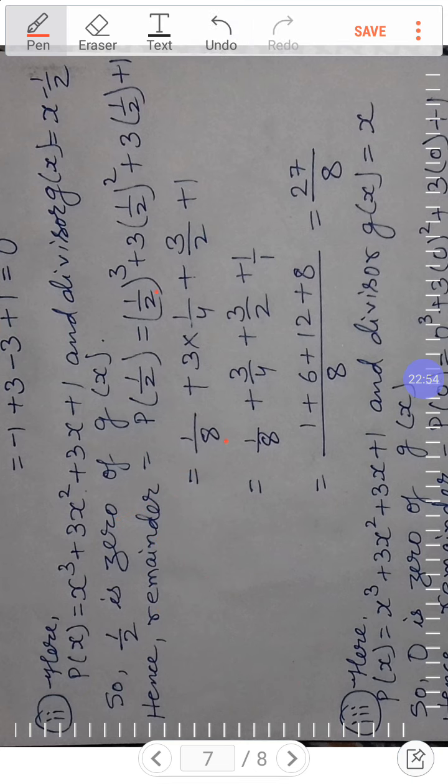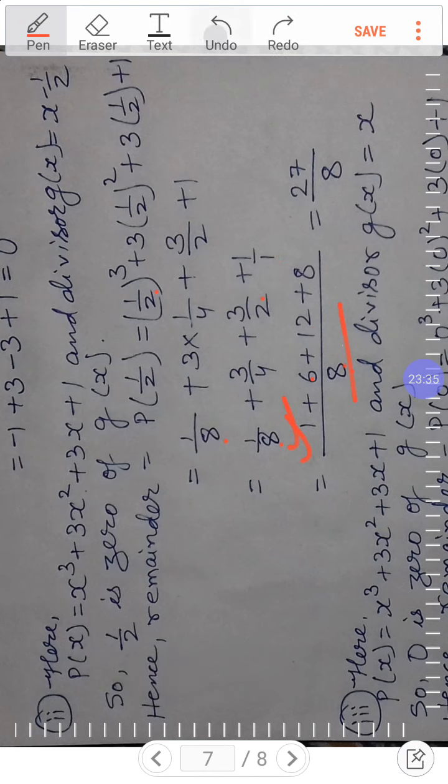So when I take the LCM of 8, 4, 2 and 1, it becomes 8. When 8 is divided by 8, what happens? It becomes 1, and we multiply 1 with the numerator 1, that becomes 1 itself. In the same way when 8 is divided by 4, it becomes 2, 2 into 3 is 6. When 8 is divided by 2, it becomes 4, 4 into 3 is 12. And when 8 is divided by 1, it becomes 8, and 8 into 1 is 8.